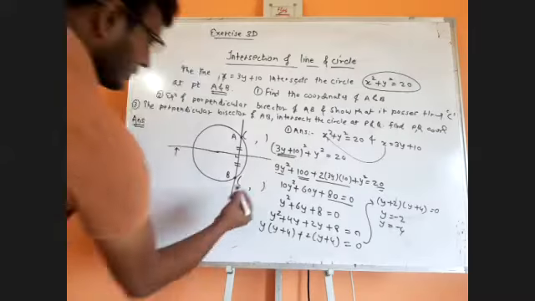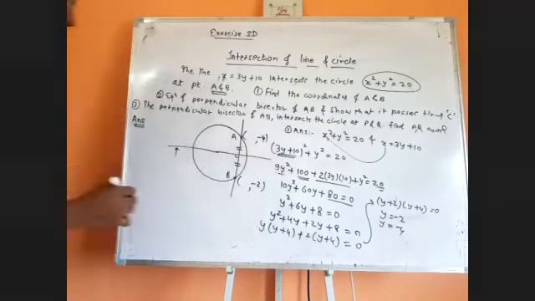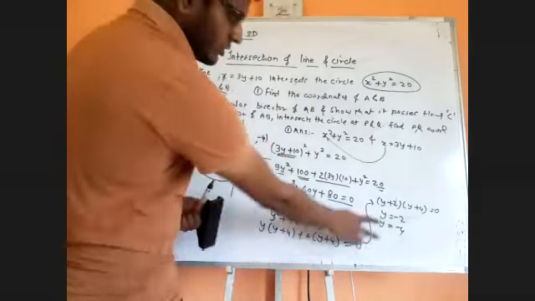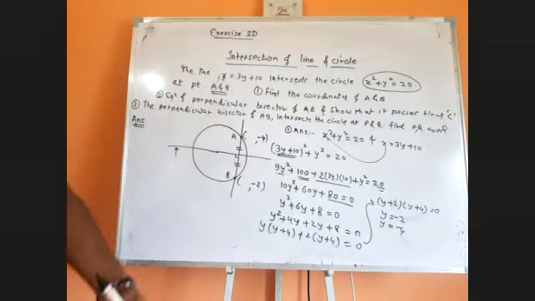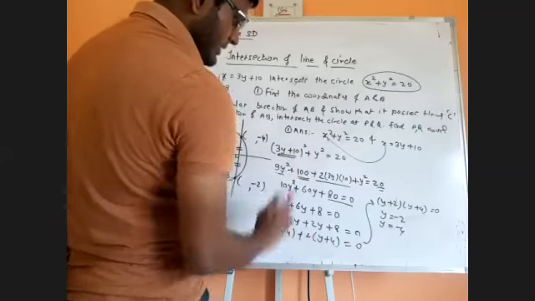It means one coordinate is minus 2 and another coordinate is minus 4. Don't treat it as (minus 2, minus 4). This is not a coordinate. These are the y coordinates of 2 points. Any doubt in this? I'll explain again if you don't understand. We just substituted the x value and solved the quadratic equation in y.